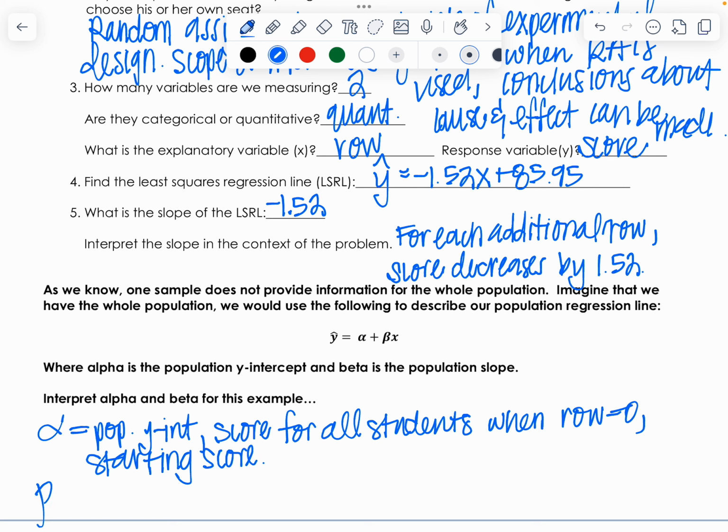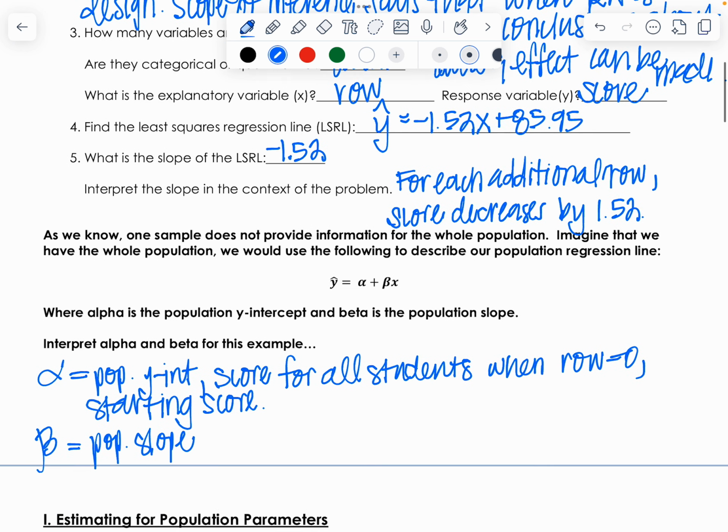Then beta, the slope for the whole population, is the change in score for each x value, which is row. Right now in our sample, it showed that your score goes down the further back you sit, right? But we don't know that for sure. Maybe this was just this sample. Maybe for the population, it would be different. We don't know. That's what beta would tell us.